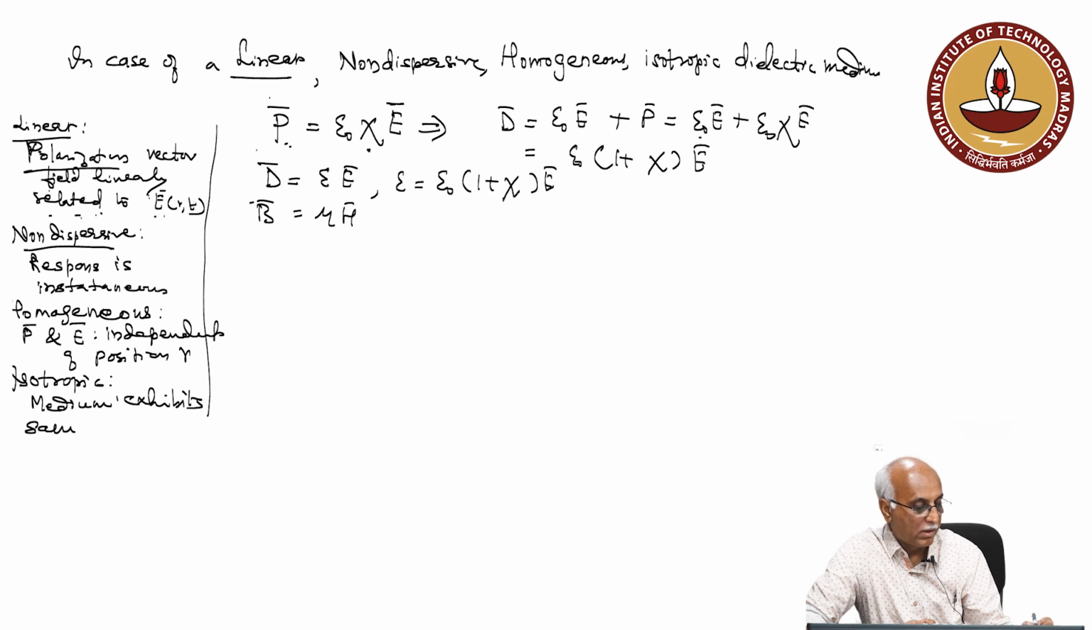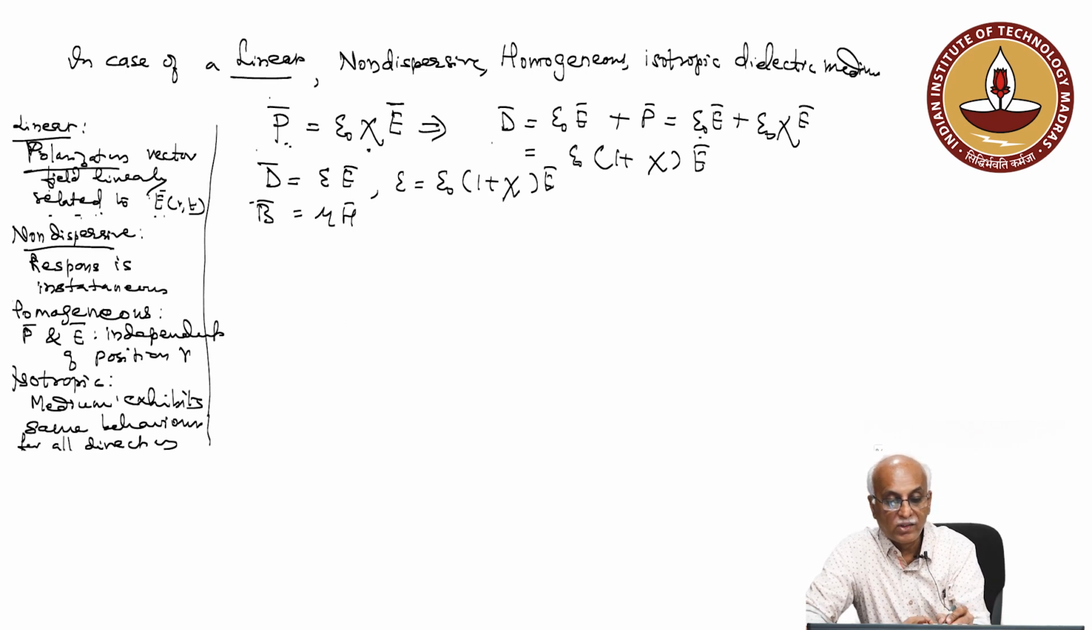So if the material is not isotropic, then the electric permittivity, the relative permittivity epsilon r, may vary depending upon the direction. We can think like this: the medium exhibits the same behavior irrespective of the direction, for all directions.